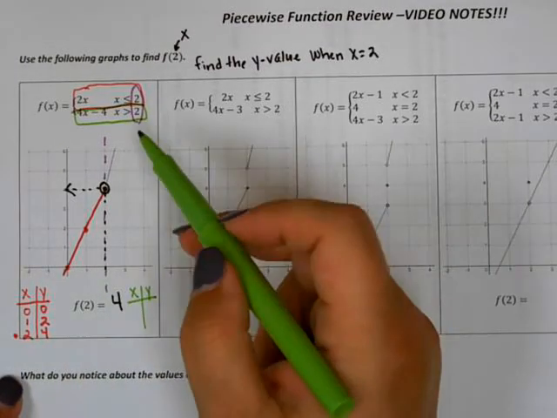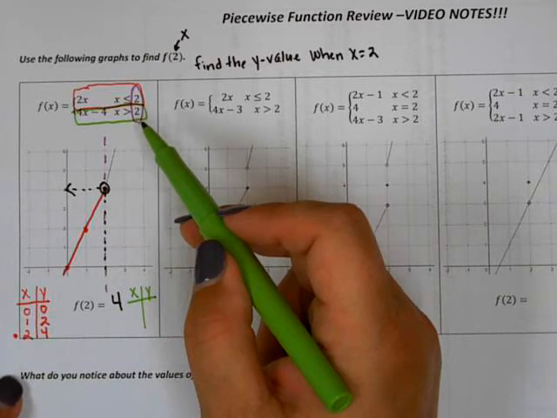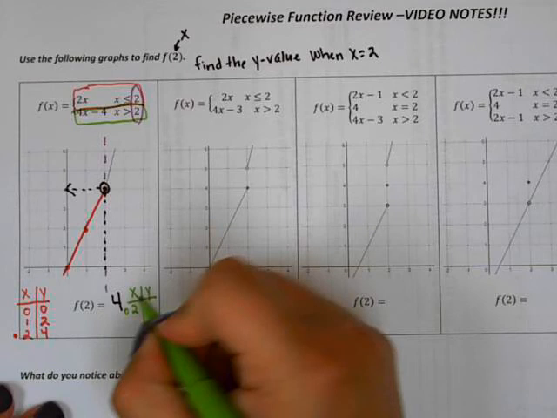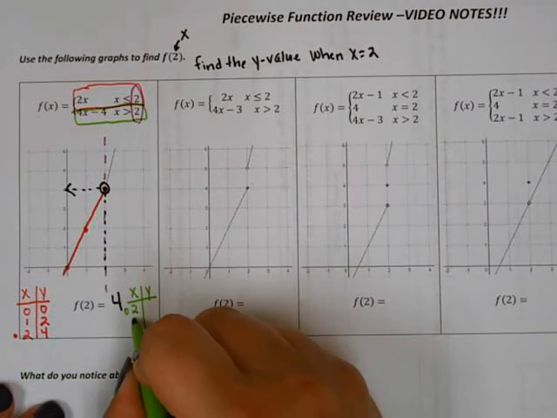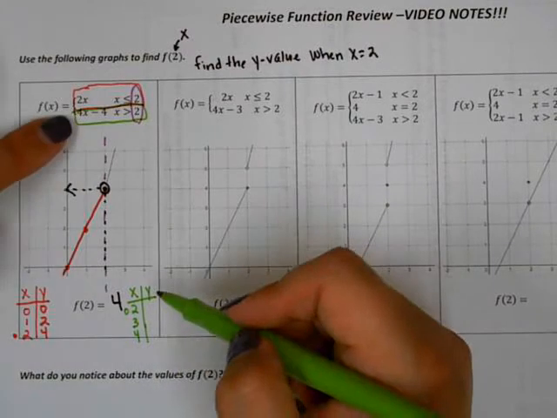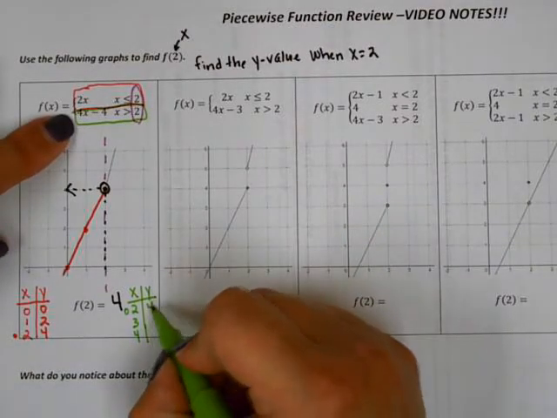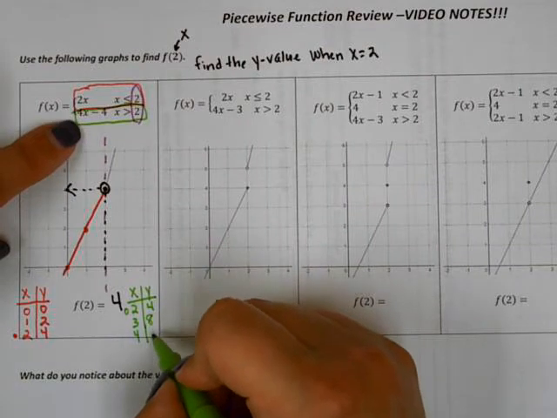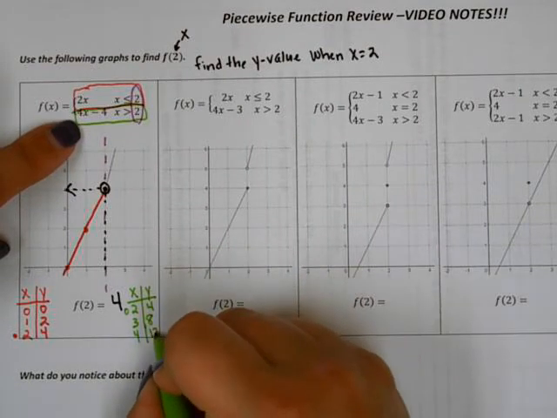And this time I want x values that are greater than 2. So I'm going to start at 2, but I'm going to remind myself that it's going to be an open circle. And then I'm going to do 3 and 4. So let's see, 4 times 2 is 8, minus 4 is 4. 4 times 3 is 12, minus 4 is 8. 4 times 4 is 16, minus 4 is 12.